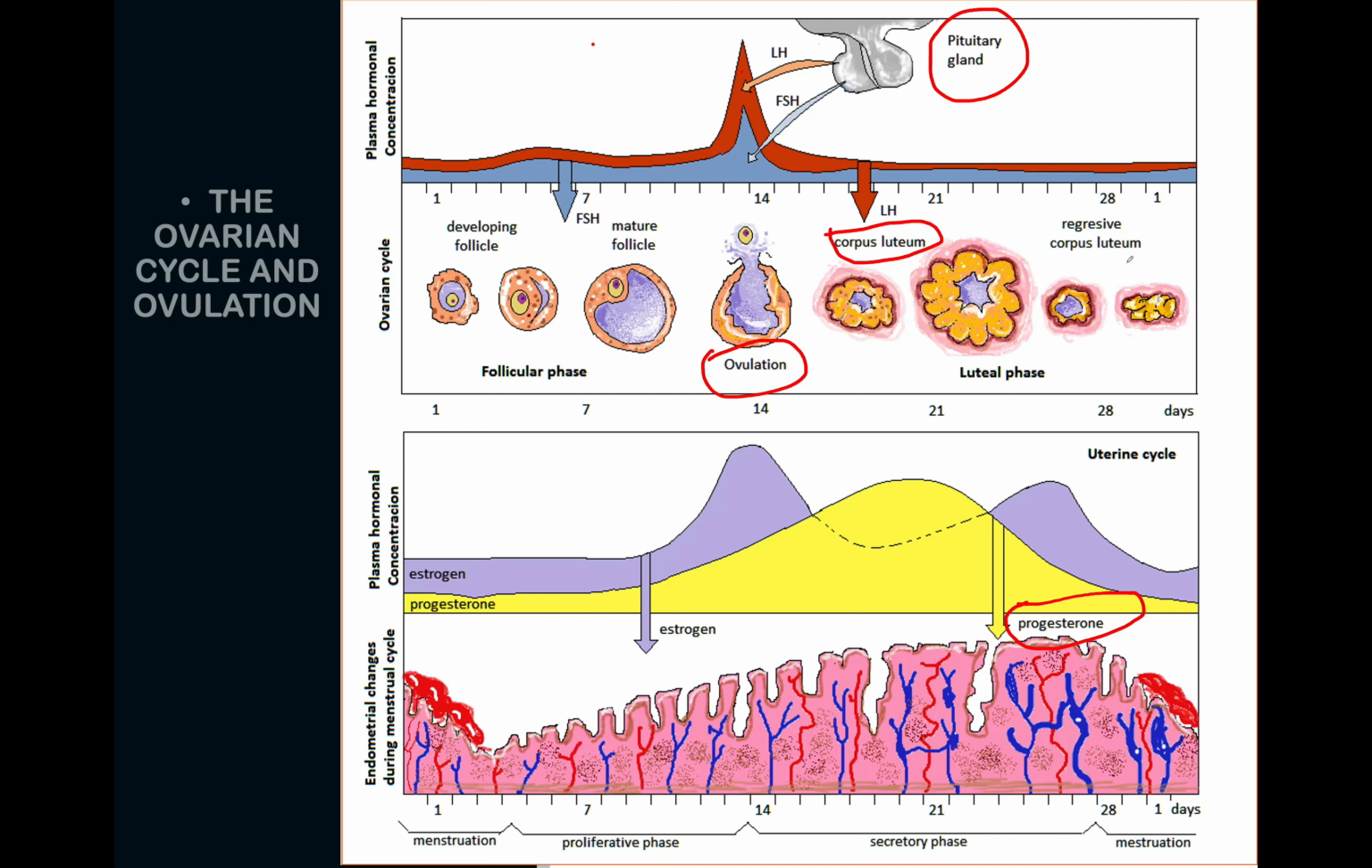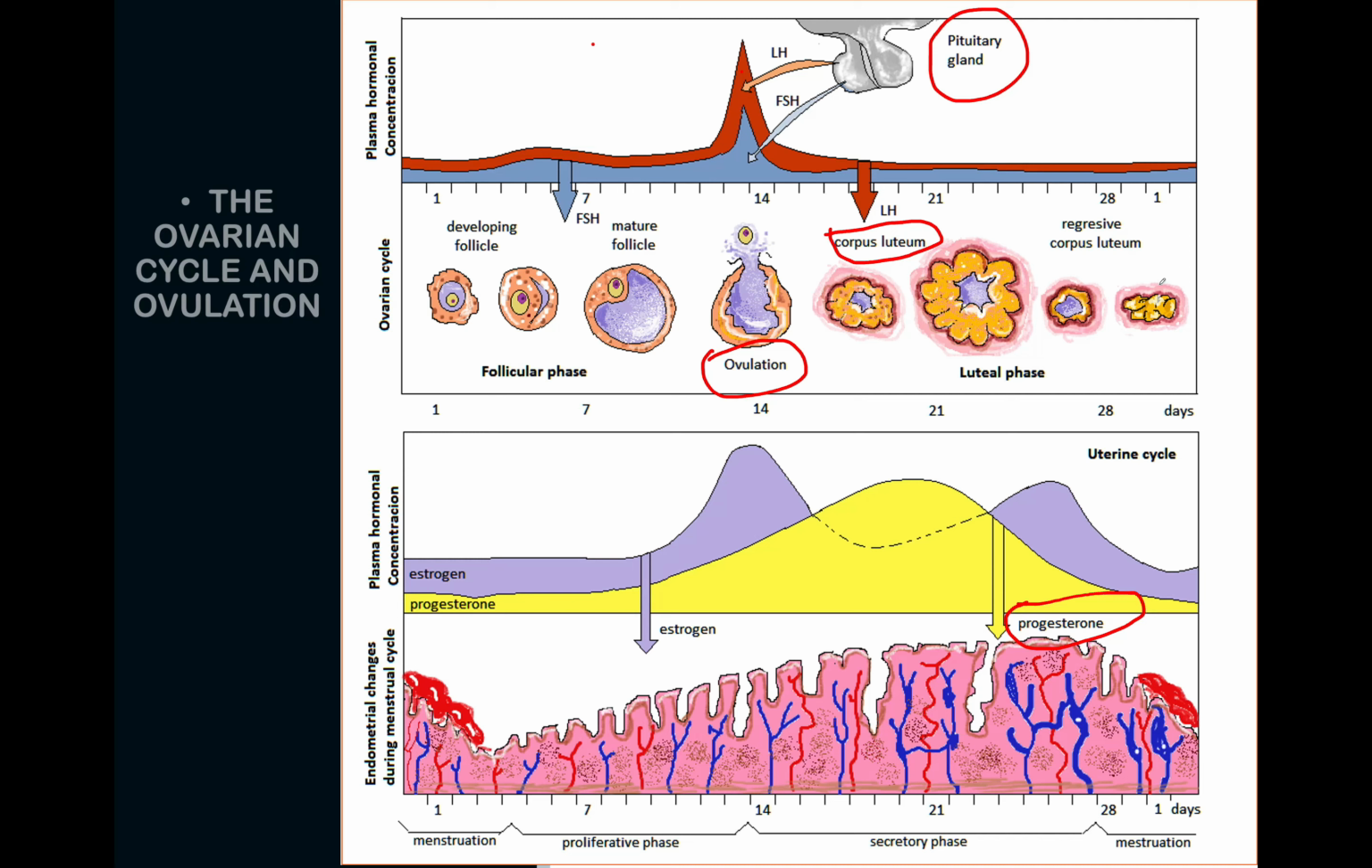This corpus luteum is going to degenerate. How do we know? Well, we'll look at our progesterone levels. If the progesterone levels are decreasing, it means that the corpus luteum is degenerating and not producing progesterone anymore. In this case, the ovum was not fertilized. So what happens now to the unfertilized ovum?